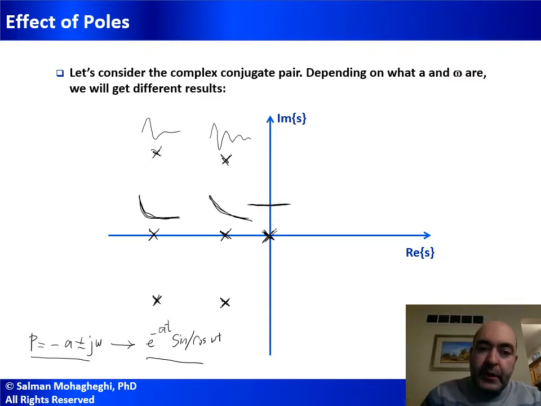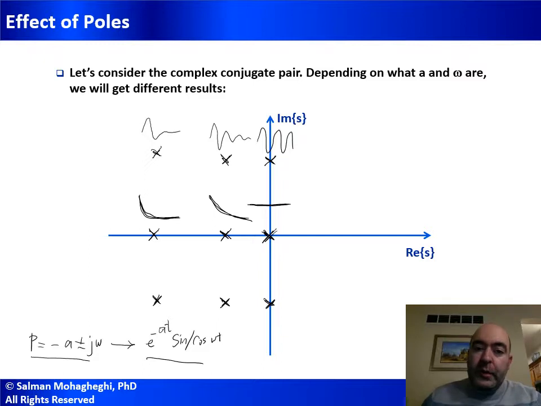Let's assume that I now have poles on the j omega axis, however not exactly at the origin. So here my A is 0, meaning that my exponential term doesn't exist. However, my omega is non-zero, so I'm going to have a sine term and a cosine term, which is not now multiplied by a decaying exponential. So it's just going to be an oscillatory function. So it's going to be oscillating like this.